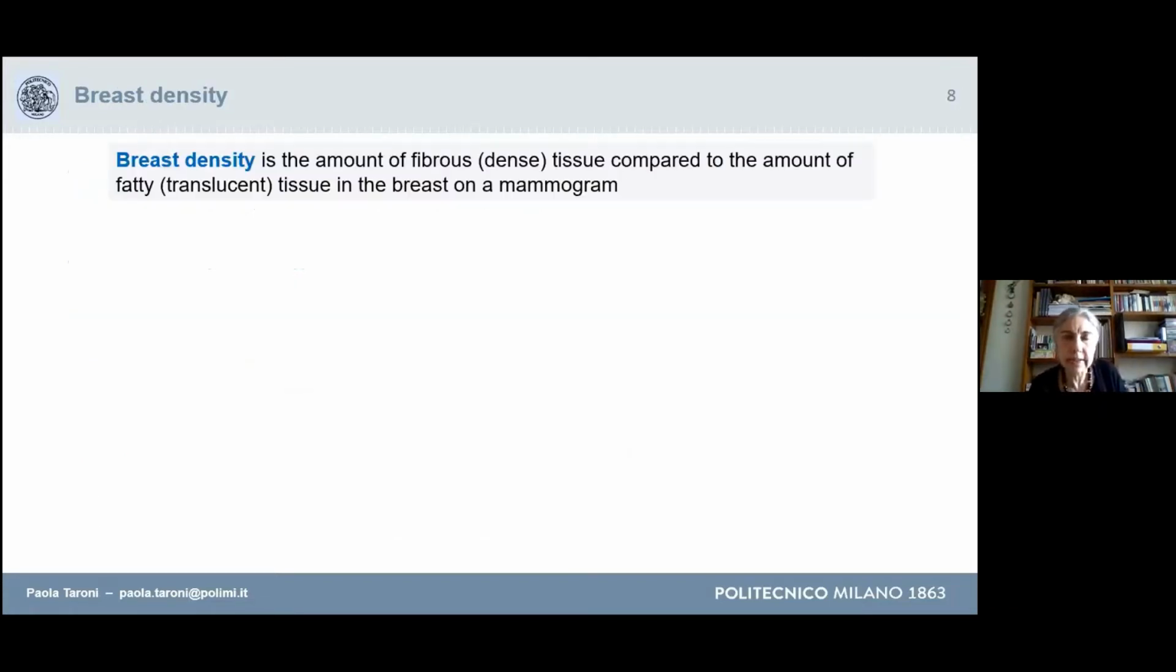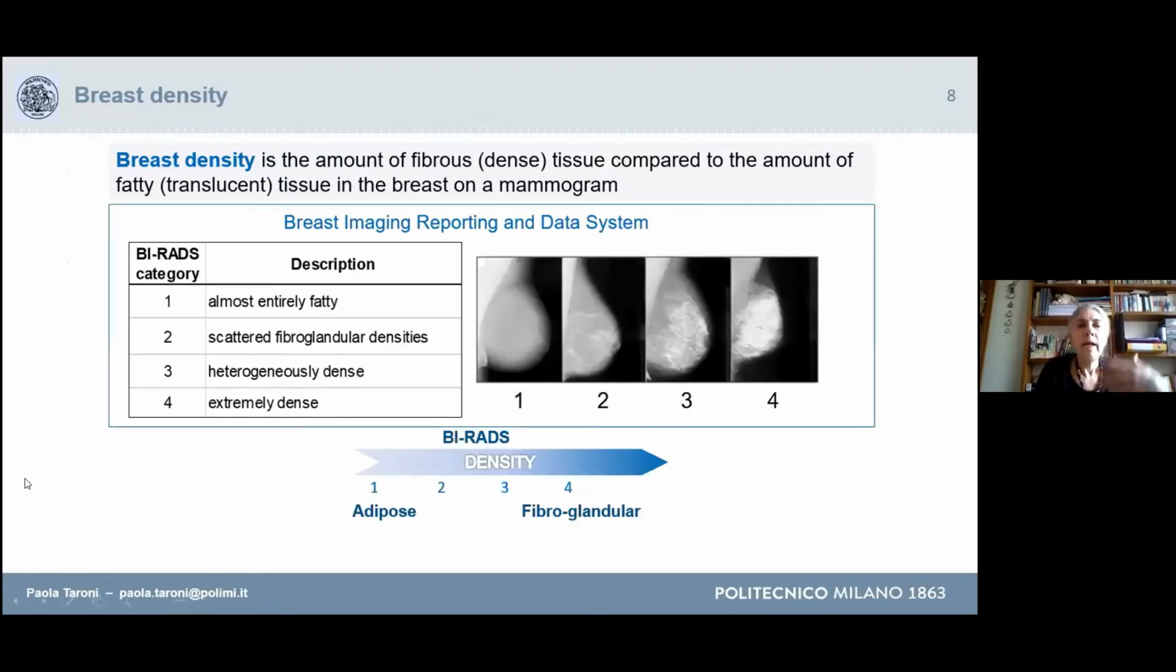Okay, let us consider the estimate of breast density as a risk factor first. Breast density is the fraction of fibroglandular tissue in the breast. In clinical practice it is usually classified using Bi-RADS categories 1 to 4 for increasing breast density, moving from a very adipose breast tissue, almost entirely fat, to an extremely dense breast dominated by fibroglandular tissue, as shown in the X-ray images reported here.